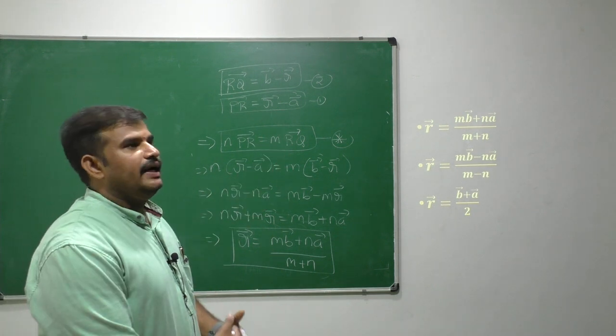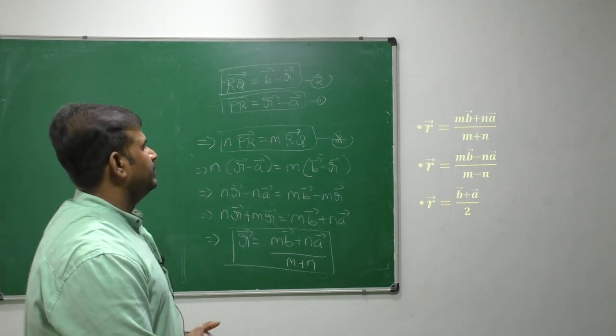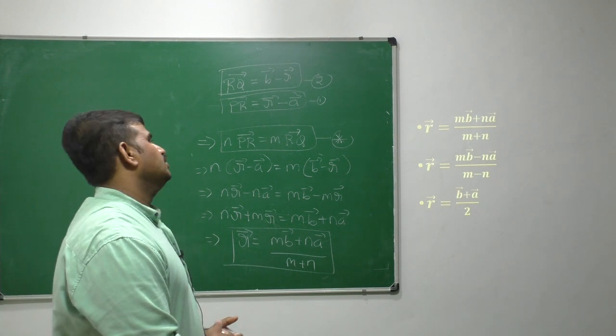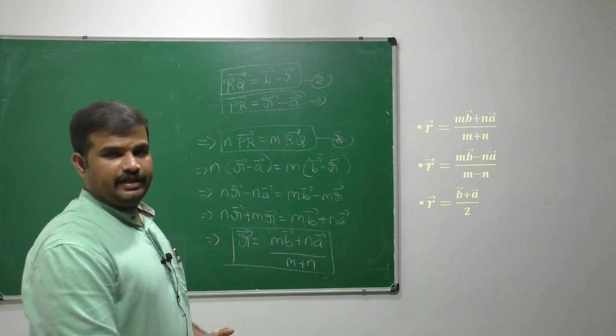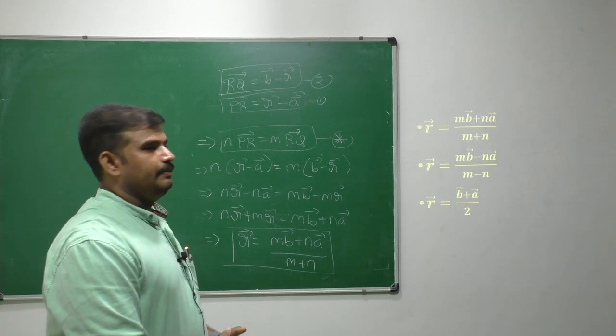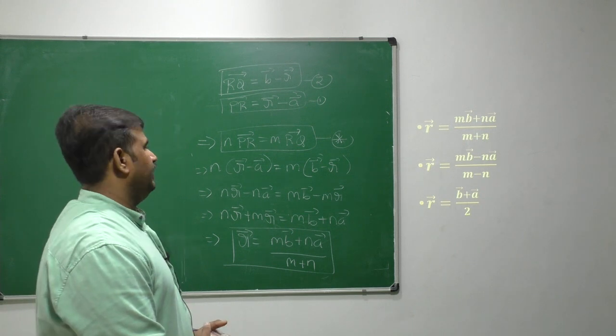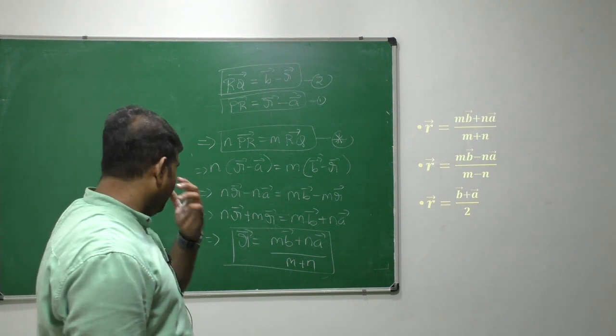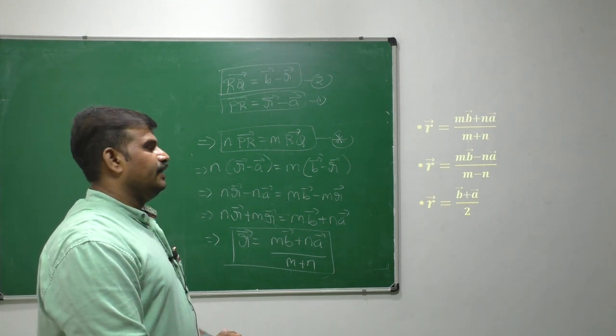Internal division: the position vector R is equal to m into vector B plus n into vector A divided by m plus n. External division: m into vector B minus n into vector A divided by m minus n. If R is the midpoint, then vector B plus vector A divided by 2.